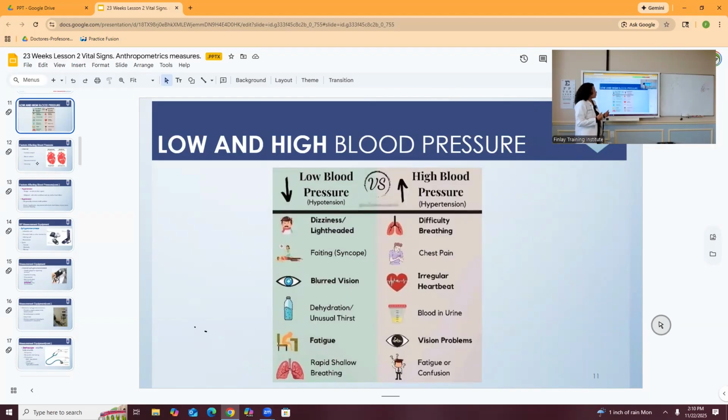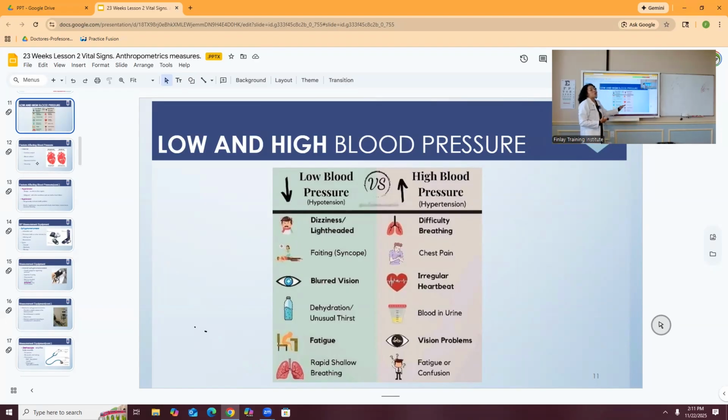When the patient presents high blood pressure, symptoms are really similar, but we have to pay attention to, number one, difficulty breathing. This patient is going to have rapid respirations, but you're going to notice the difficulty. Patients are going to try to get more oxygen, okay? Breathing with more effort. Patients can complain of chest pain. The pulse is going to be irregular because the heart is in distress.